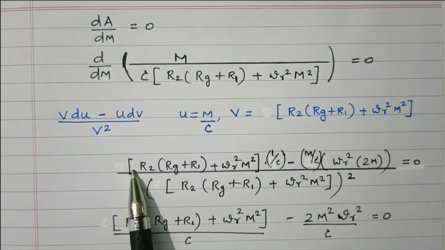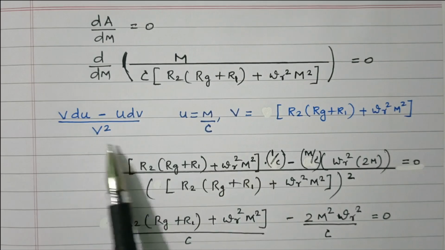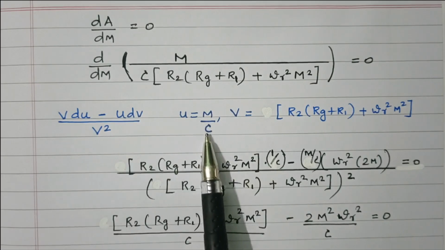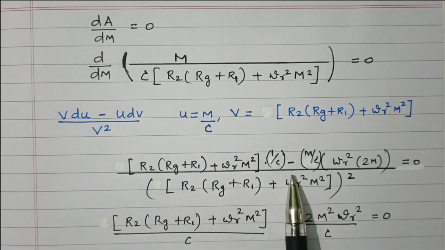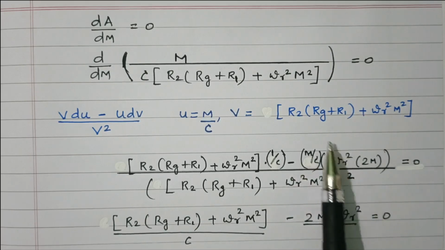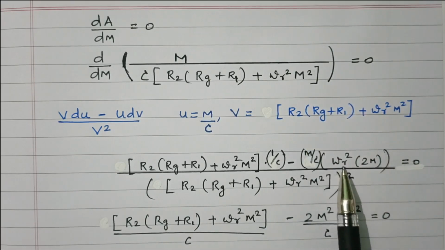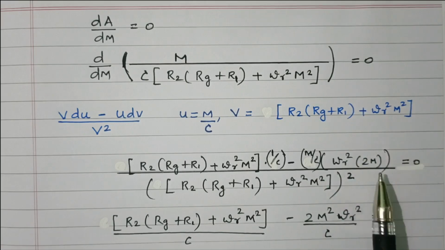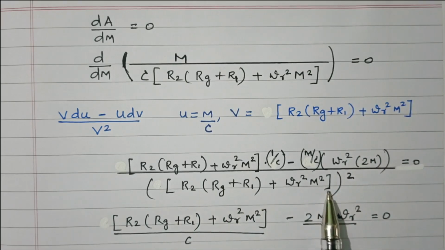Now first we will substitute the V here. So this term is V into dU. U is M by C, so dU by dM is 1 by C. Minus U, which is M by C, into dV. dV, this term is constant, becomes 0. Omega R are also constant. Differentiation of M square is 2M. So that is equal to 0 divided by V square. Now we'll go for the further simplification.